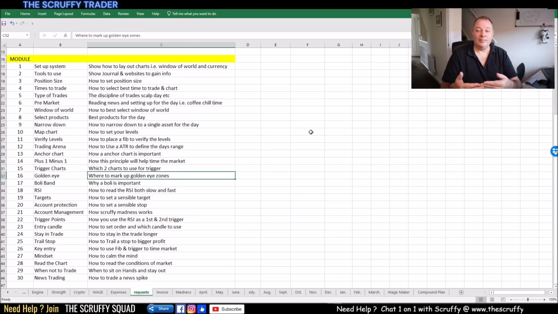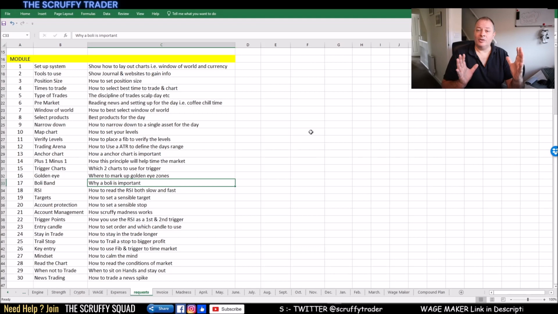We will then go deeper into Golden Eye. Golden Eye is the ratios of numbers that react constantly within the charts, and this will help you with your targeting and again your risk management. We're then going to deep dive into what a Bollinger Band is, because the Bollinger Band, believe it or not, can show you a great amount of information showing you the state of play of the market, not so much triggers, the state of play to help guide your trade.